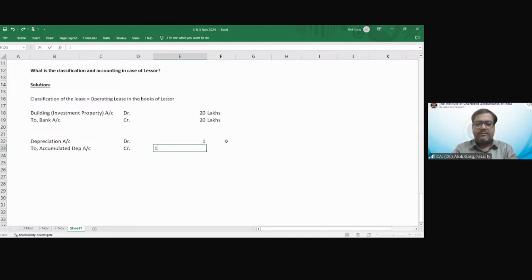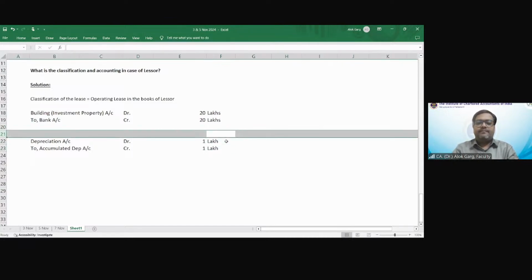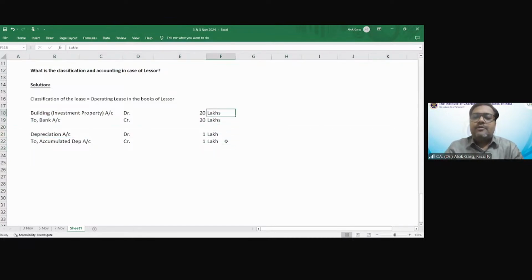1 lakh. Okay. 1 lakh. So this is how this building will be treated.